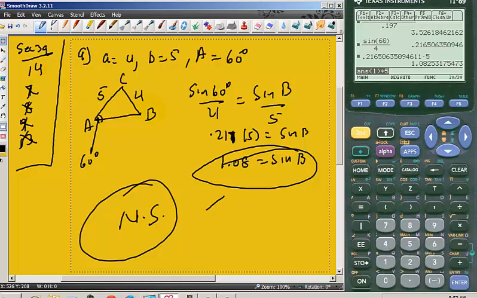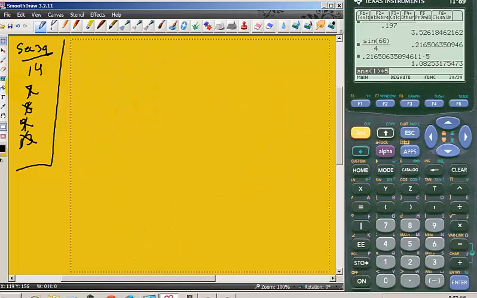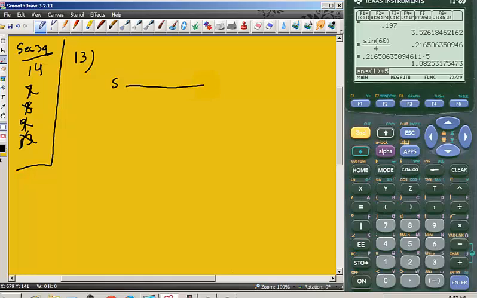Number 13. Height of a plane of an aircraft flies, and they give you a picture of this on the next page. So let's just jump right to the diagram, and they tell you Sam's located here and Katie's located there, and the distance from Sam to Katie is 1,000 feet. And then you have a plane somewhere up here in the middle.